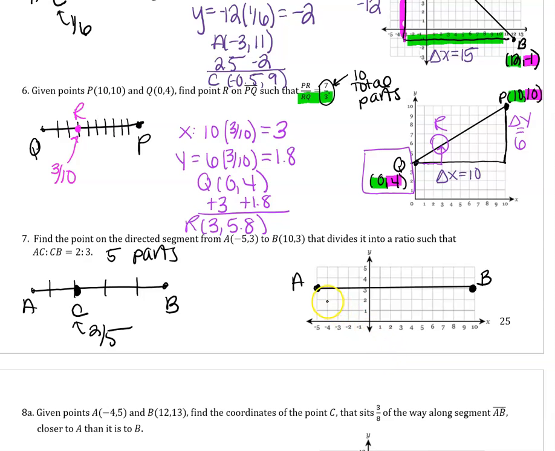Okay, so let's see, this is 1, 2, 3, 4, 5, plus another 10. This is 15 total units across. So if you want to label that as change in x is 15, ultimately what I just need to do is find what 2/5 of 15 is. Okay, so that would be 30 divided by 5, which is 6.